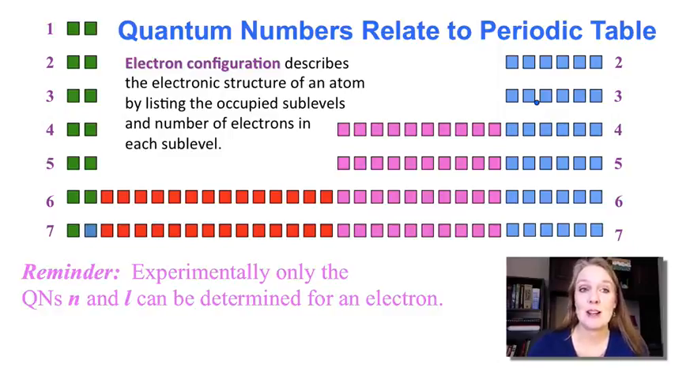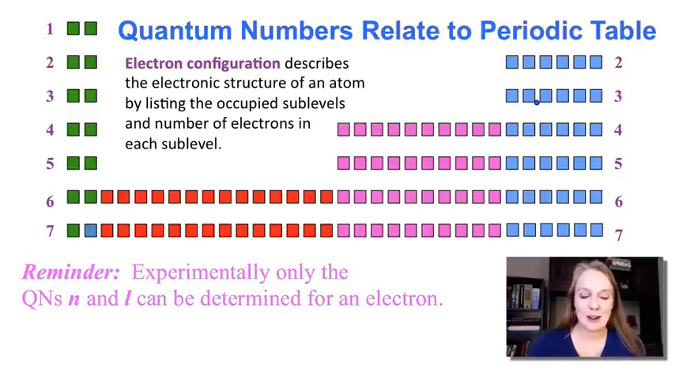Remember, experimentally, we can only determine the quantum numbers n and l. So we can know for a particular electron which orbital it's in, what the value is for n, how far away from the nucleus it is, and what the shape is of that electron cloud. But we can't determine the orientation of the cloud, and we can't determine precisely the electron spin. We can only determine the electron spin relative to our external frame of reference.